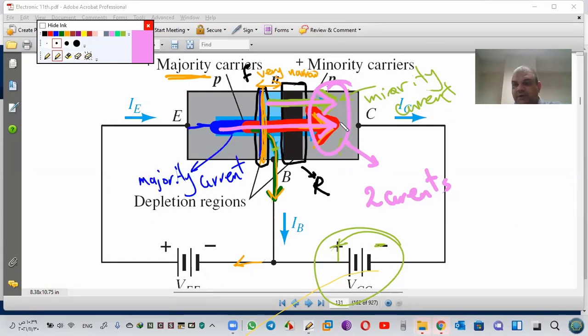Green one is minority. It's minority current. This one. Okay, repeat again. This is minority.